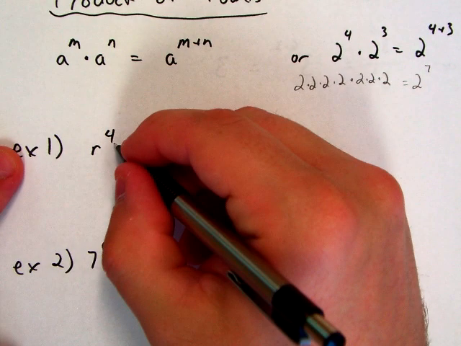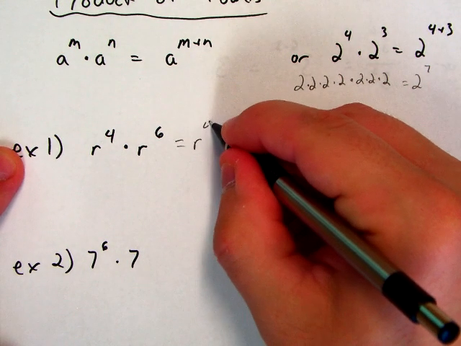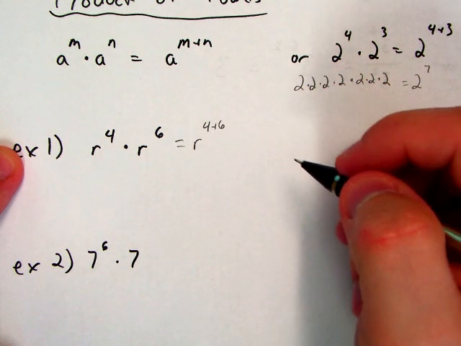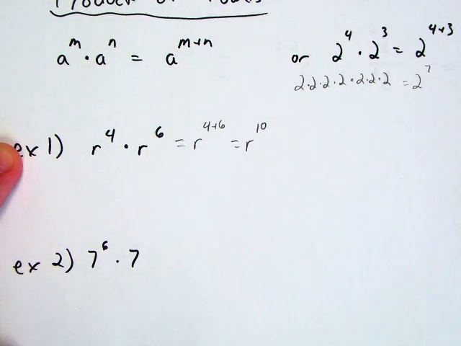So let's look at some examples. Example 1, r to the 4th times r to the 6th. We keep the base, we add the exponents. So 4 plus 6, this would be r to the 10th.